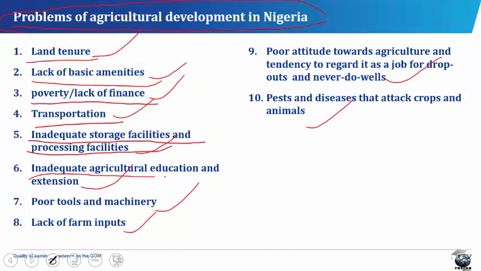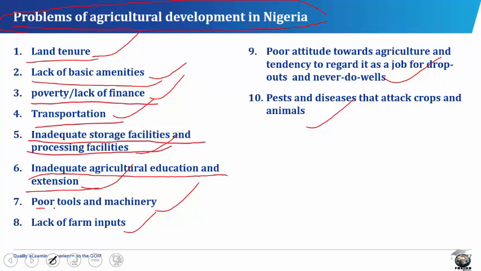There is inadequate agricultural education and extension, as most of our farmers are illiterate. This makes new techniques, methods and agricultural practices not easy for them to understand and adopt. The solution is that the Ministry of Agriculture should establish demonstration plots. Agricultural extension workers should be more devoted in the education of these farmers.